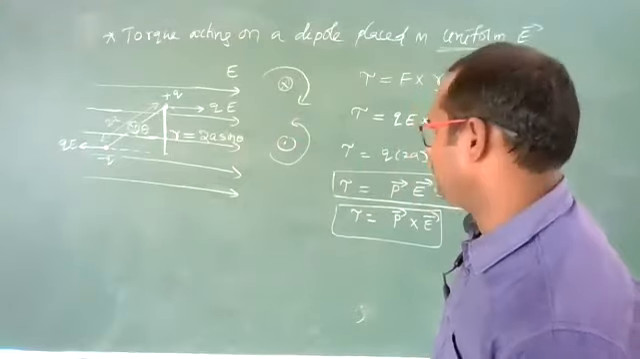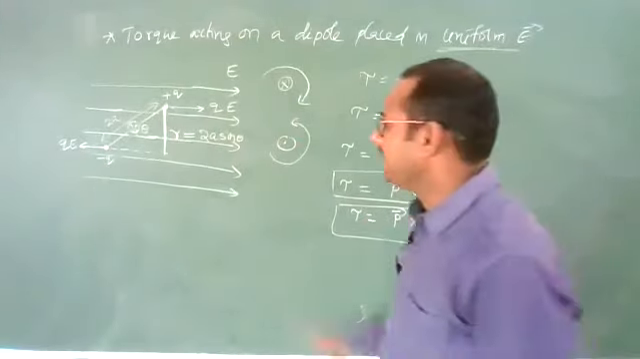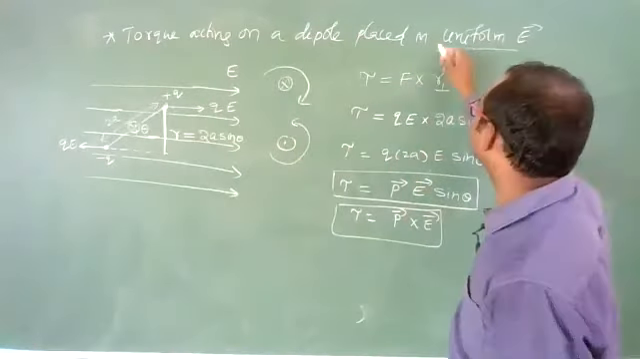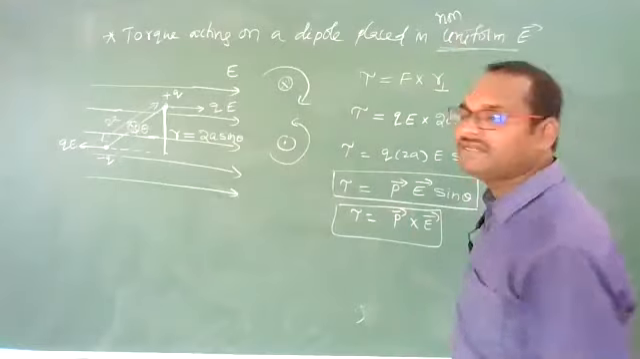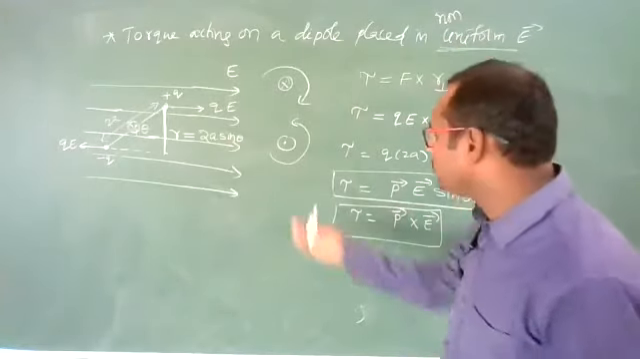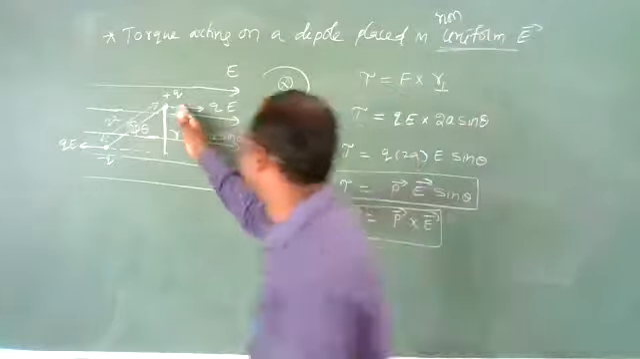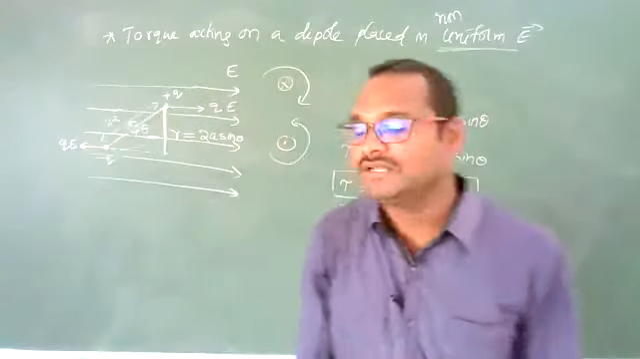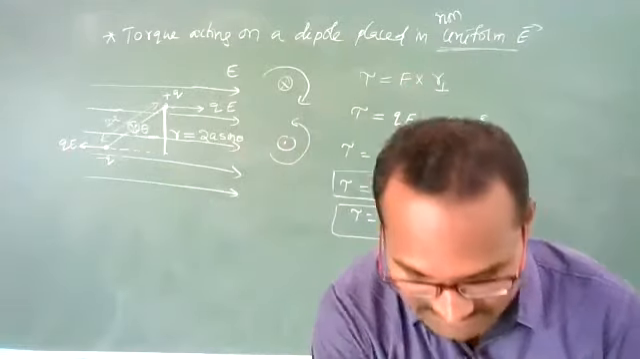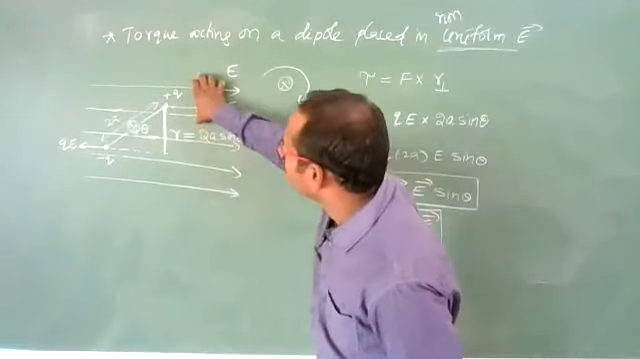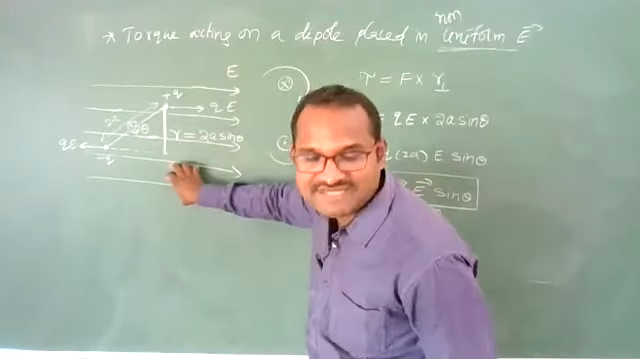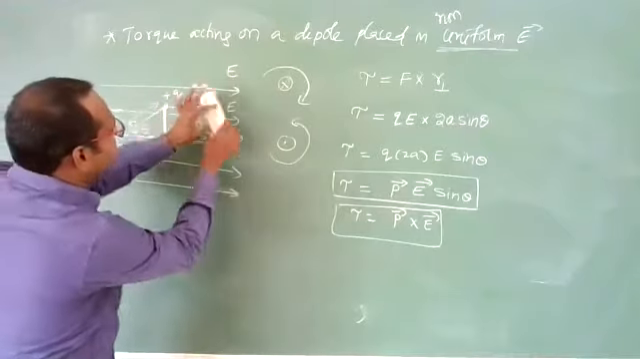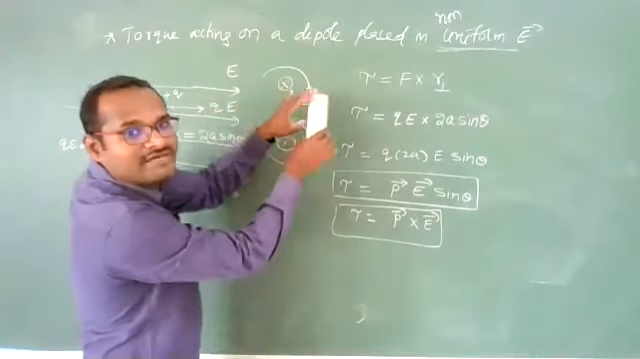Clear? And one more point: if this dipole is placed in a non-uniform electric field, then what happens? Then also torque will act, and it will rotate. One force will act here, one force will act here. But in a non-uniform electric field, a net force also will act. Let us suppose here the electric field is more, here the electric field is less. Then it will rotate like this, but it will move forward also. It will move forward because of the net force.